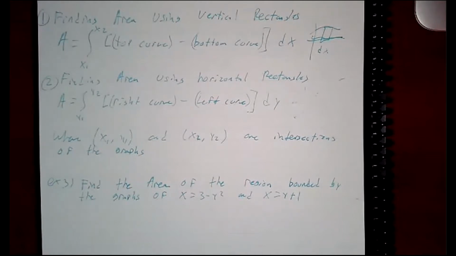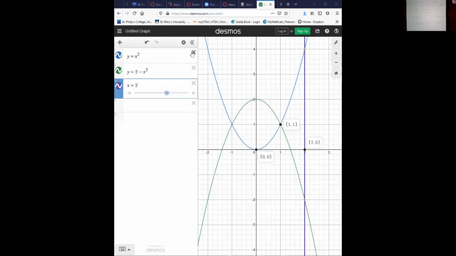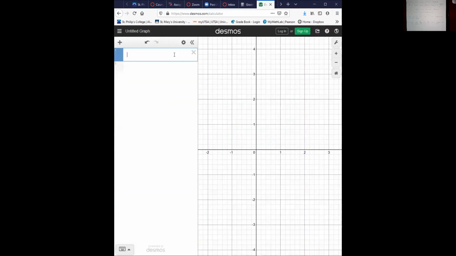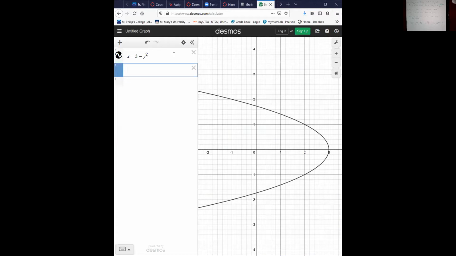So let's go ahead and get a picture of this. We've got x equal to 3 minus y squared, a sideways parabola. We have x equal to y plus 1, right? So here's the issue. The bounded region looks like it's going to be right here, right?